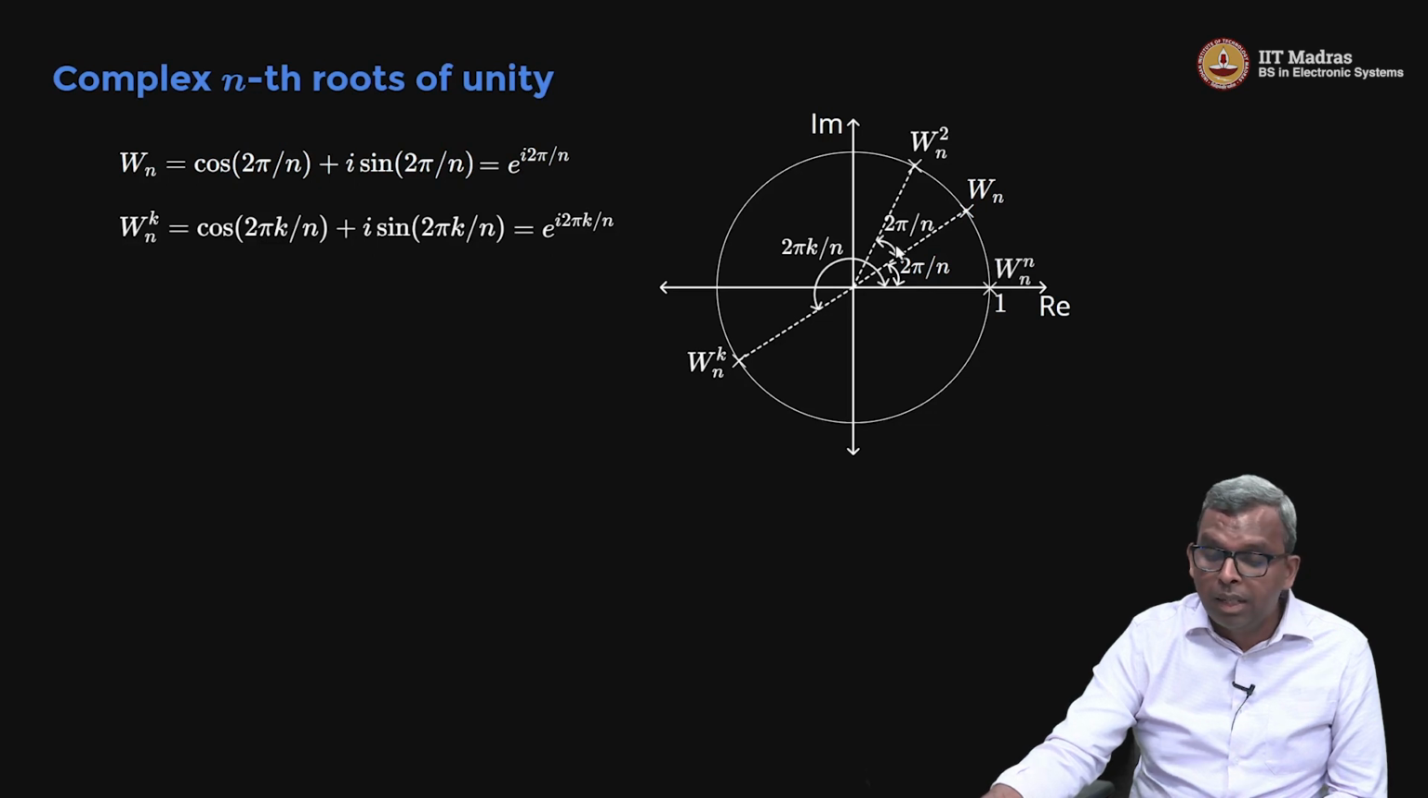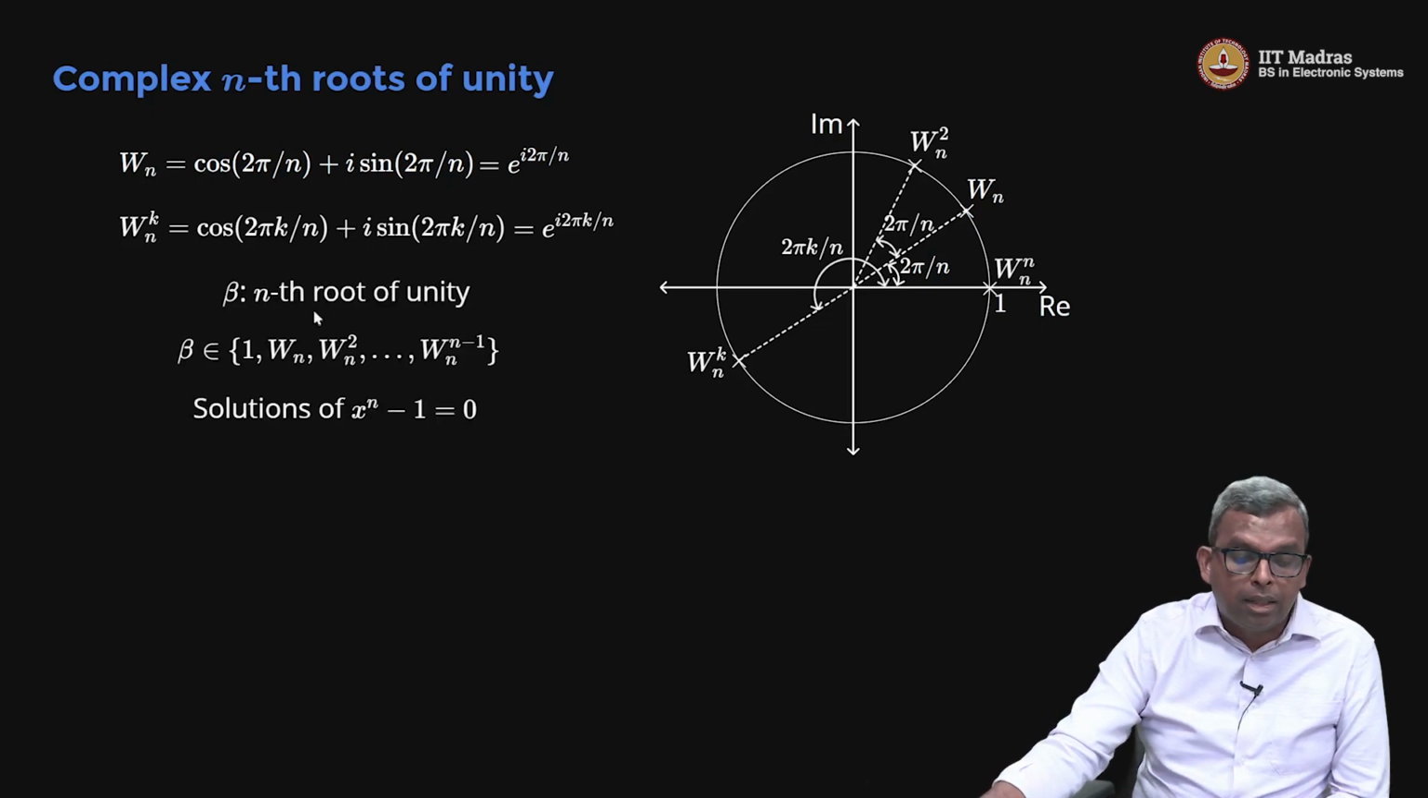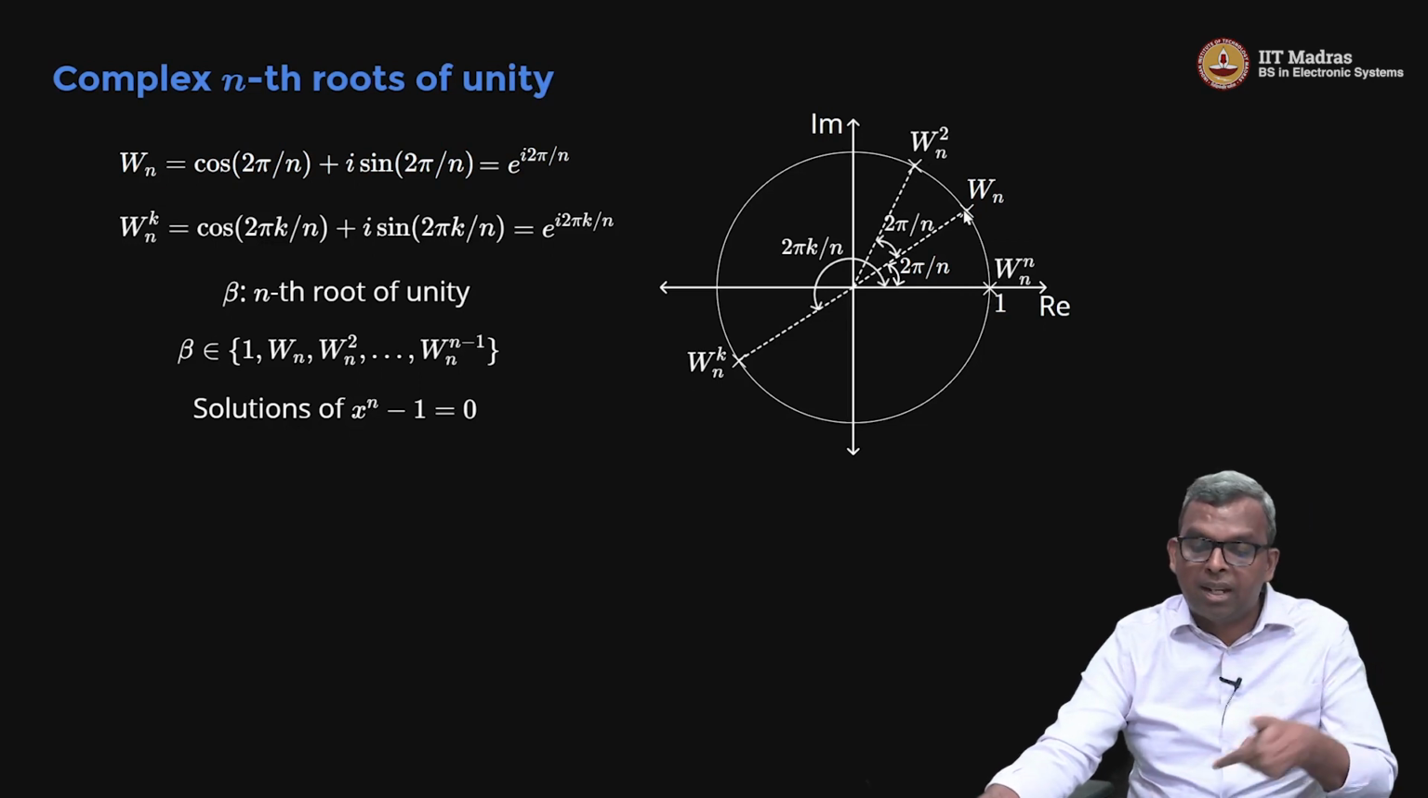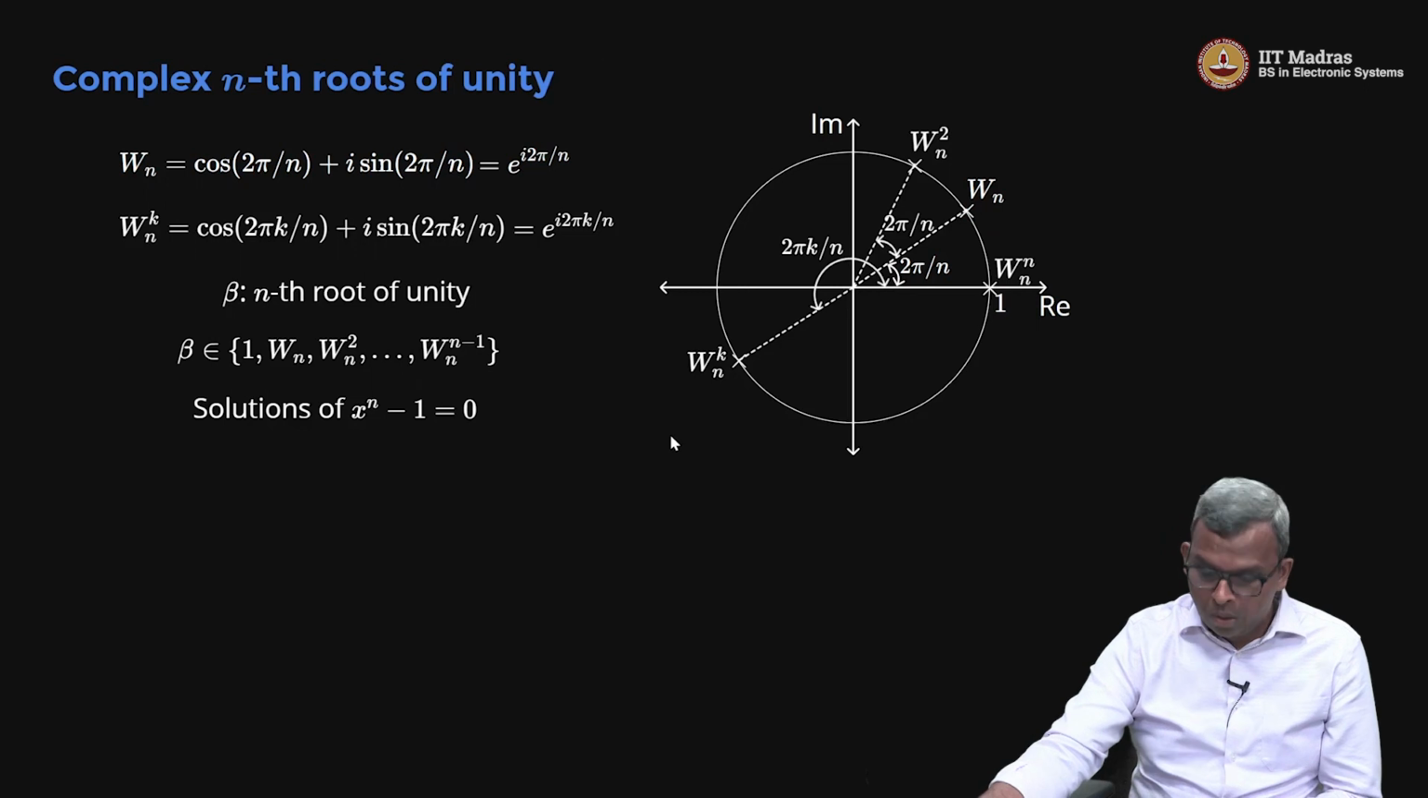Sometimes it's useful. And if you keep repeating it, Wn power n goes to 1. Okay, so that's why all these are called nth roots of unity. So if beta is an nth root of unity, beta will belong to this set: 1, Wn, Wn squared, till Wn power n minus 1. So these are all the nth roots of unity. After this, it will repeat, right? You rotate by 2 pi by n again, it will go on the same circle over and over again.